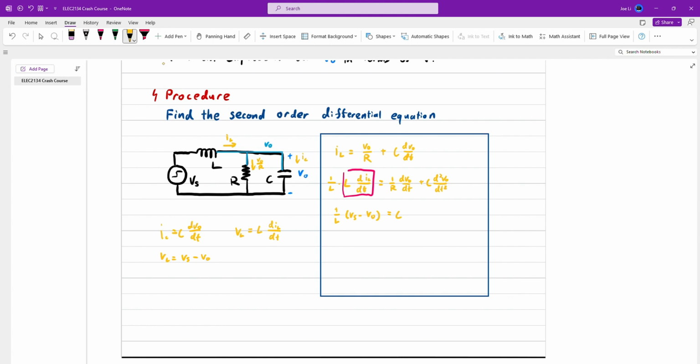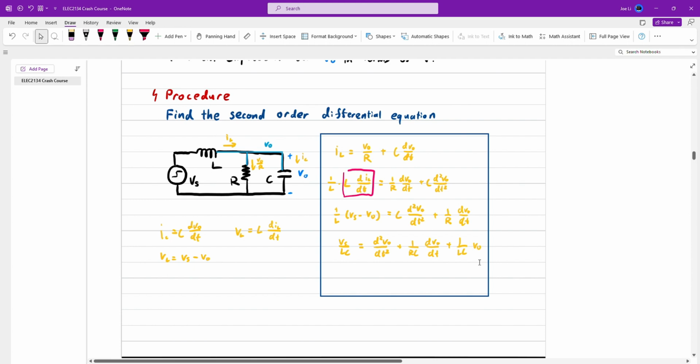equals C d squared V naught/dt squared plus 1 on R dV naught/dt. Now if you try hard to rearrange this, you will get something like this: VS on LC equals d squared V naught/dt squared plus 1 on RC dV naught/dt plus 1 on LC V naught. I rearranged it because we don't want any constant on this term except for 1. Cool. Happy with this, hopefully.